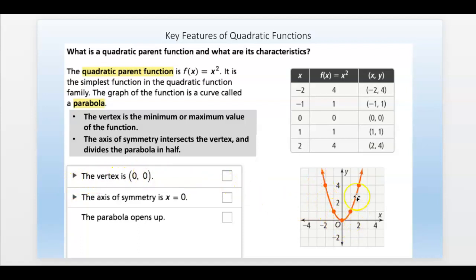This parabola opens upward. Guys, the axis of symmetry intersects the vertex and divides the parabola in half, into 2 equal halves, like a mirror.